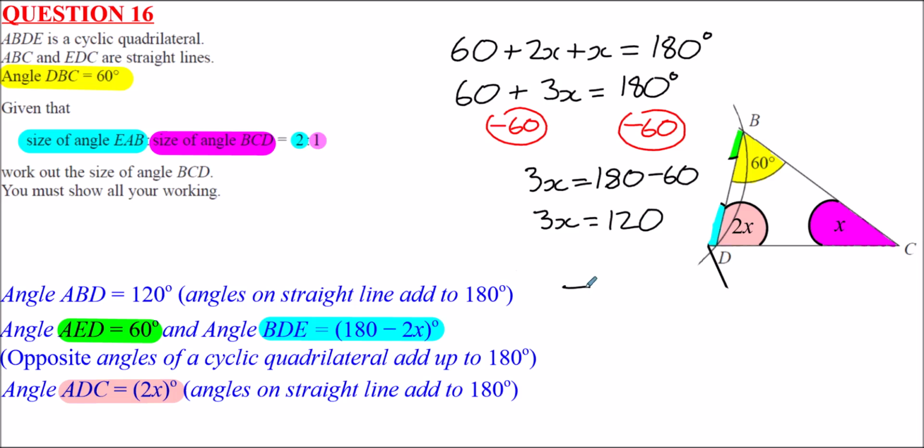Finally, divide both sides by 3. 120 divided by 3, x equals 40 degrees. So in other words, BCD, which is x, is given by 40 degrees.